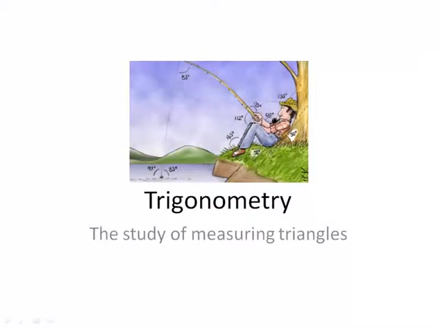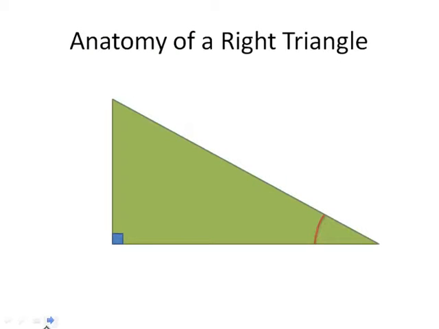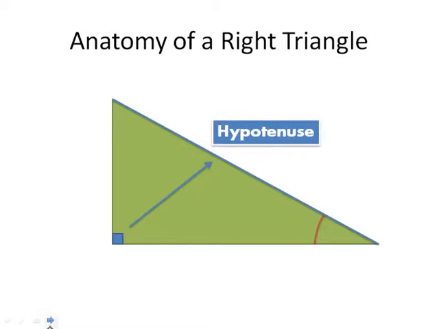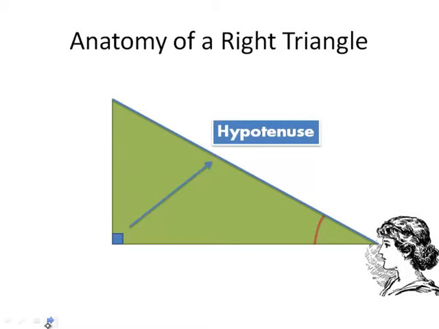This lesson is on trigonometry. It's the study of measuring parts of triangles. Let's look at the anatomy of a right triangle. So, we have a right triangle, we have 90 degrees in the corner here. Across from the 90 degrees is always called the hypotenuse.